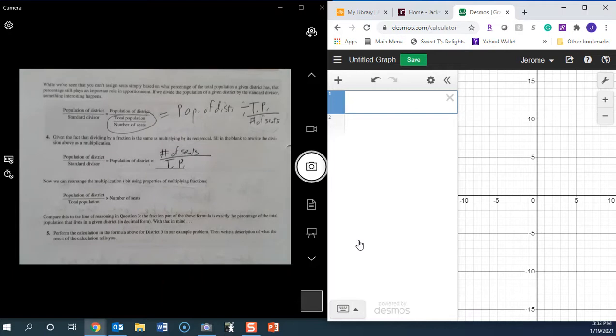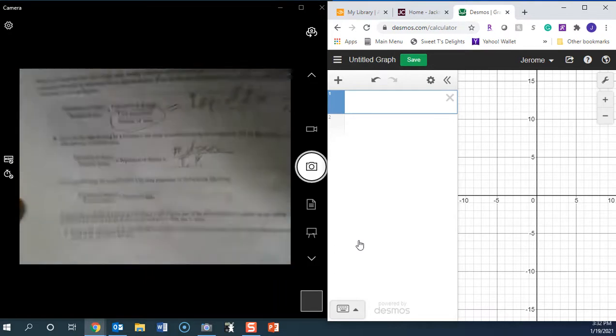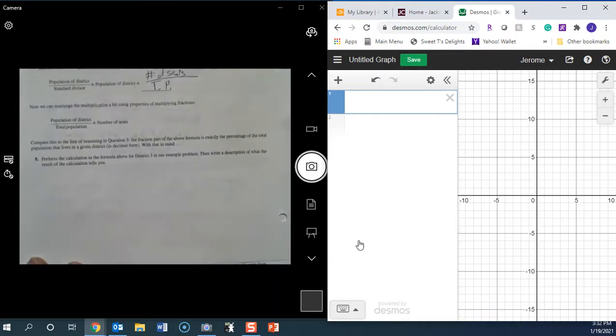It says now we can rearrange the multiplication a bit using properties of multiplying fractions. So we could do the population of the district over the total population times the number of seats. Now this is going to come in handy when we get down here to problem number 5. It says compare this to the line of reasoning in question 3.